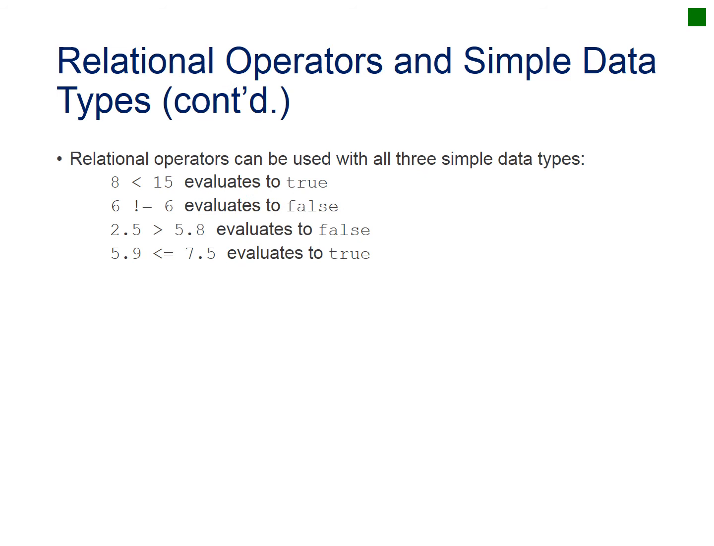Relational operators can be used with the simple data types. For example, 8 is less than 15 evaluates to true. 6 is not equal to 6 evaluates to false. 2.5 is greater than 5.8 evaluates to false. 5.9 is less than or equal to 7.5 evaluates to true.